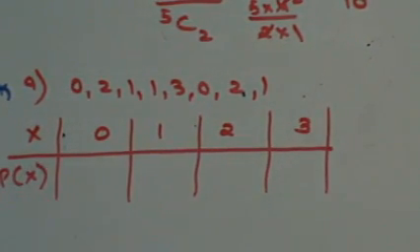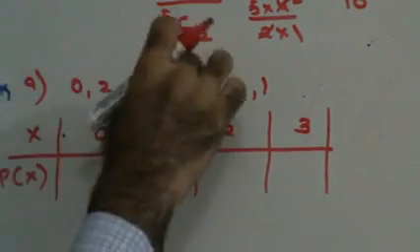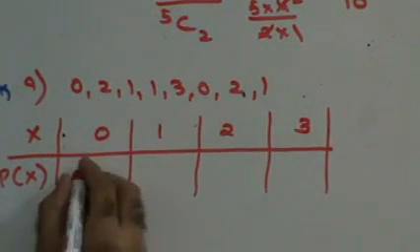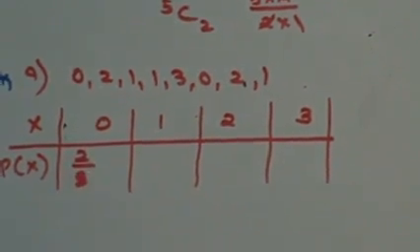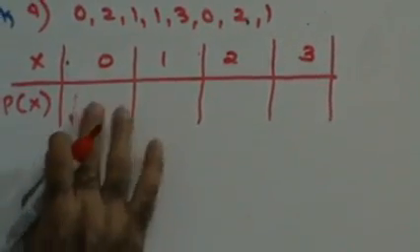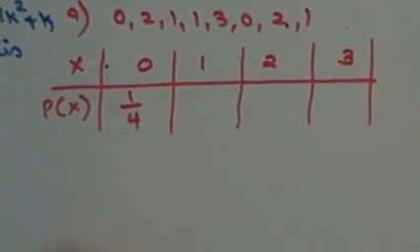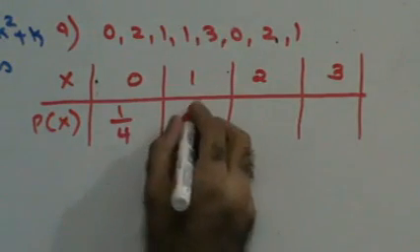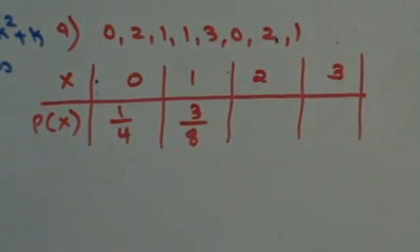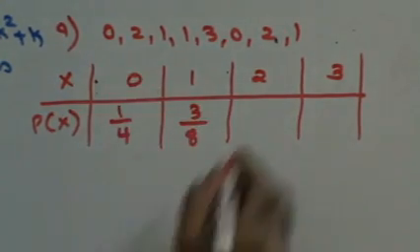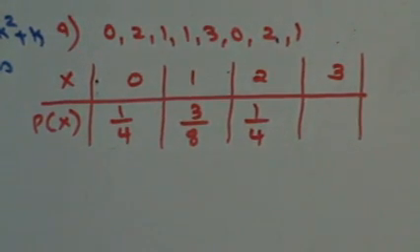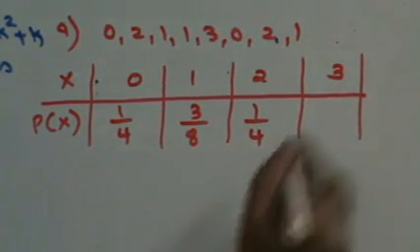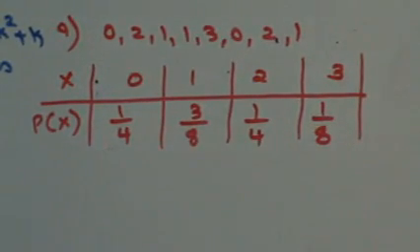Probability of X. How many families have got 0 number of children? There are 2 families. This is one and this is the other one. There are 2 families out of 8 which have got 0 number of children. So 2 by 8 can be written as 1 by 4. Next, how many families have got one child, 1, 2, 3? There are 3 families out of 8 that have got 1 child. How many families have got 2 children? There are 2 families, 2 out of 8, which can be written as 1 upon 4. And there is only 1 family which has got 3 children, 1 by 8.